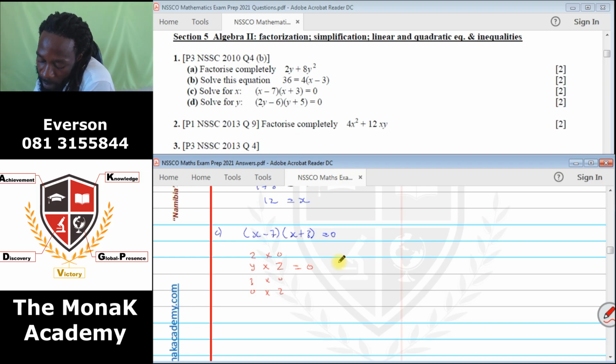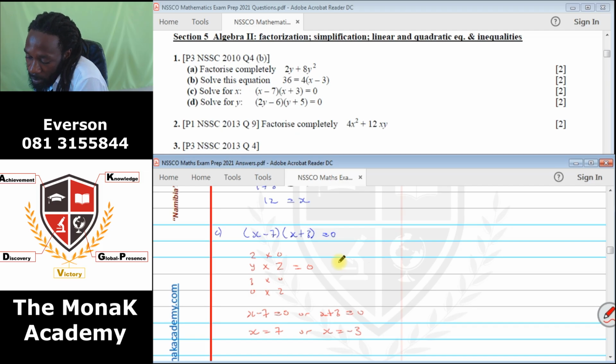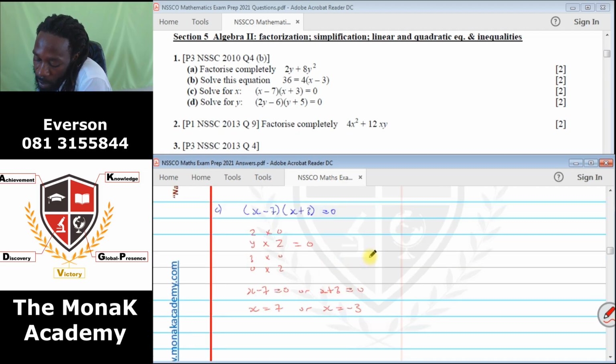So either x minus 7 is 0, or x plus 3 is 0. We take the negative 7 to the other side, it becomes x equals to positive 7, or we take the positive 3 to the other side, it becomes x equals to negative 3. So don't try to expand. I know students will try to expand and then make the question complicated. It's almost done. You are just saying if two numbers are multiplying each other, as shown by the brackets, it means one of the brackets has to be 0.